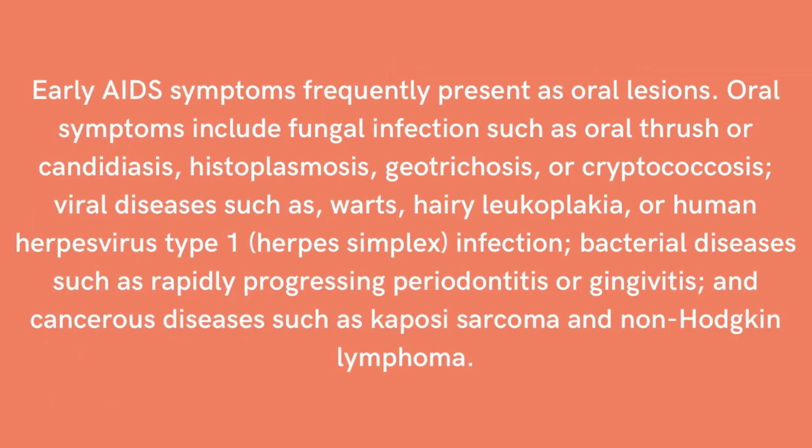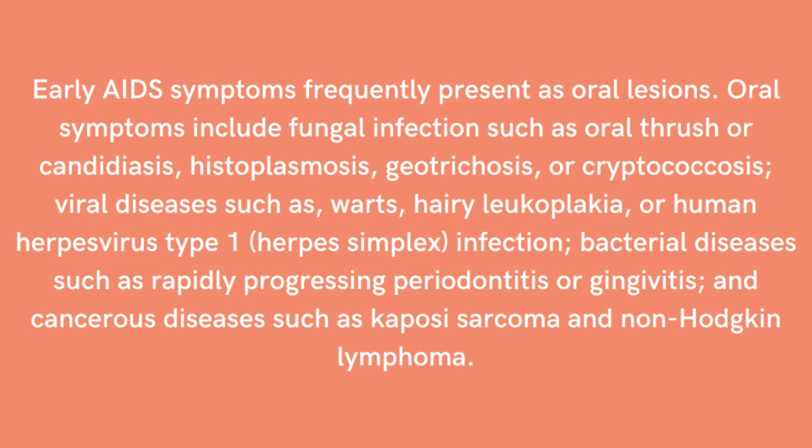Early AIDS symptoms frequently present as oral lesions. Oral symptoms include fungal infections, such as oral thrush or candidiasis, histoplasmosis, geotrichosis, or cryptococcosis. Viral diseases such as warts, hairy leukoplakia, or human herpes virus type 1, or herpes simplex infection. Bacterial diseases such as rapidly progressing periodontitis or gingivitis, and cancerous diseases such as Kaposi sarcoma and non-Hodgkin lymphoma.